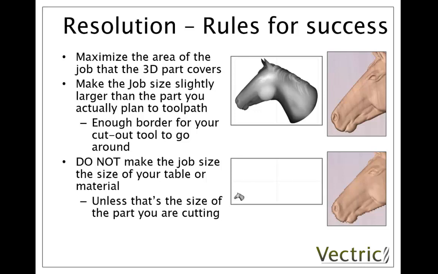So here if we look at the example we've got at the top, we've got a 10-inch horse's head, so this is 10 inches across, and you can see in the first version of this we've set up a job that's just slightly bigger than that, maybe 12 inches in width. At the bottom we've taken that same 10-inch horse, but now we've placed it in a job size which is 4 feet by 8 feet.